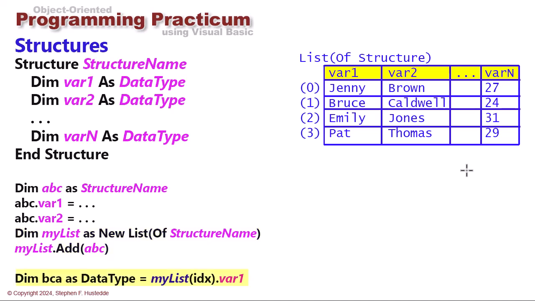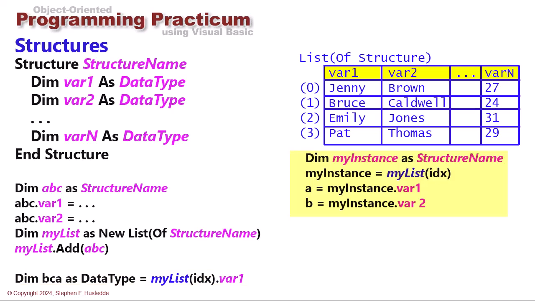And then to reference anything in those structures in that list, I can have BCA as data type equals mylist element IDX, wherever the index is, dot var1. I would pull up the var1 first name of the record of IDX. I can also create a variable that's an instance of mylist element IDX, and then refer to each of its variables with the dot notation directly without the index.